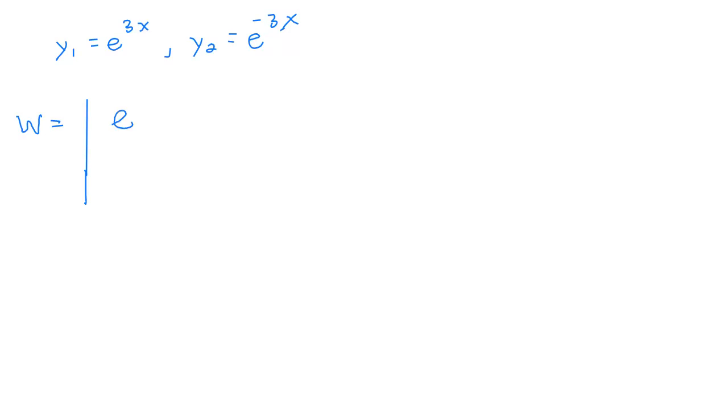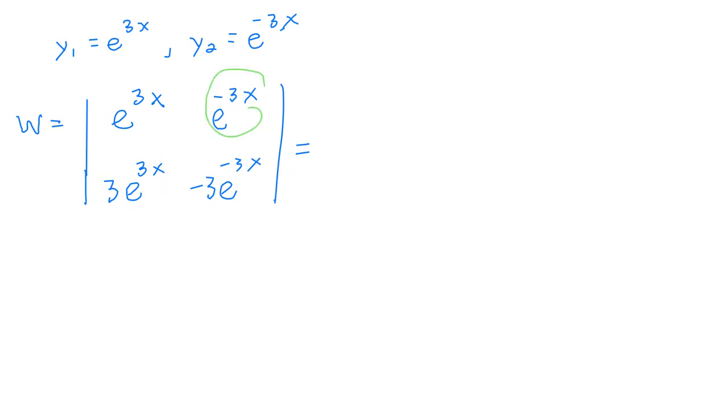So plug in your y1 here, but directly below it, take a derivative of this. Then take your y2, and here we go, then take a derivative of this. All right, great. Now do the determinant, and remember, it's this one times this one minus this one times this one. So let's do that.